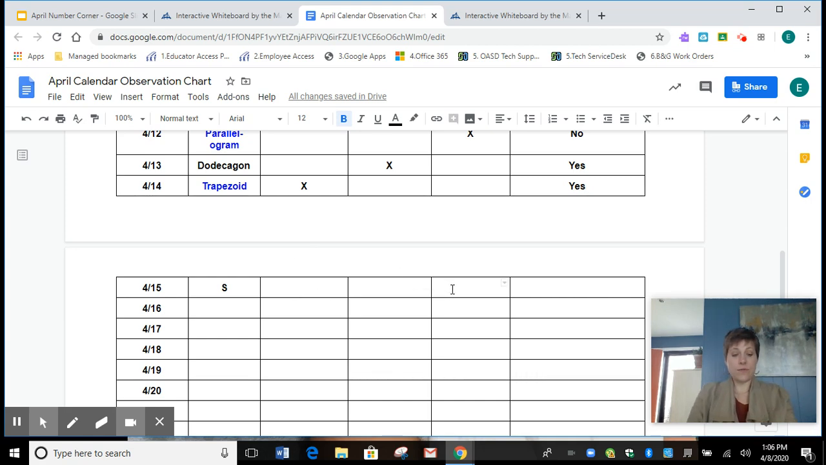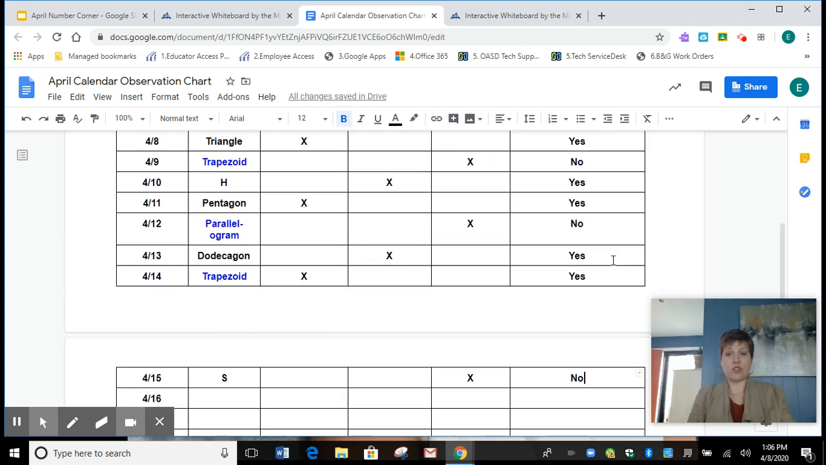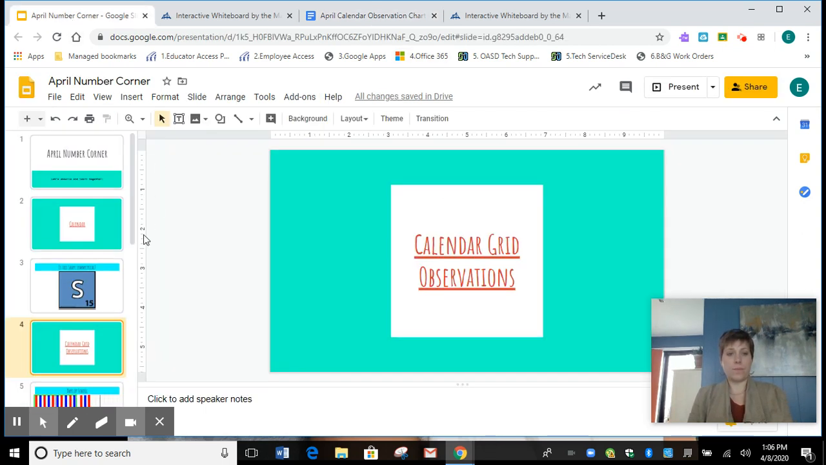Now, adding in our information, we said it was not able to get split into equal parts. So no, this shape does not have symmetry, or it is not symmetrical. And that still follows our pattern that we've been noticing for the rest of the month.